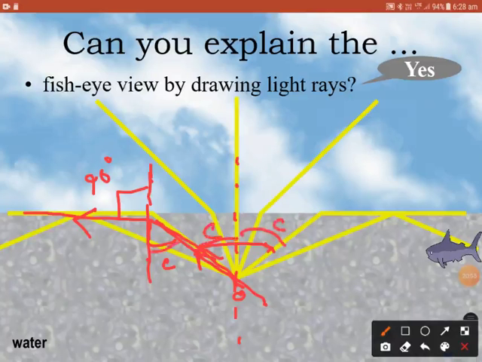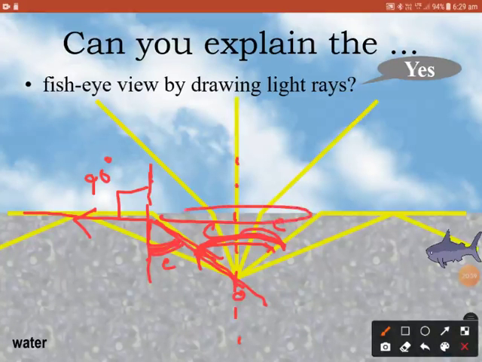So if you can easily find this critical angle, then double of it will be the angle of the cone of view. If you know the refractive index, then you can easily find out this critical angle. So double the critical angle will be the angle of the cone of view. So this is your cone of view, right? For that, the angle will be twice C.